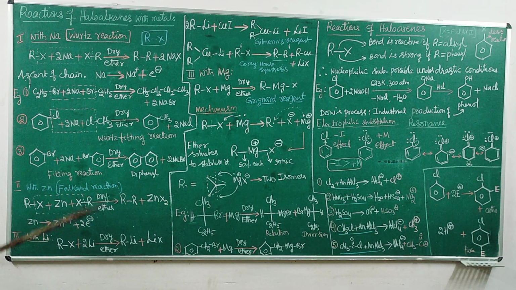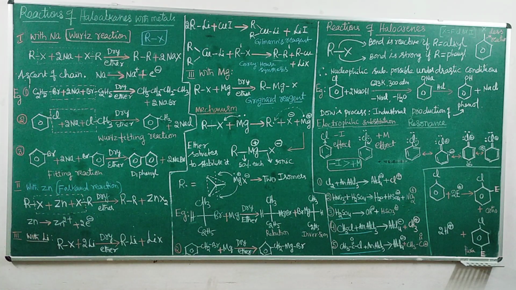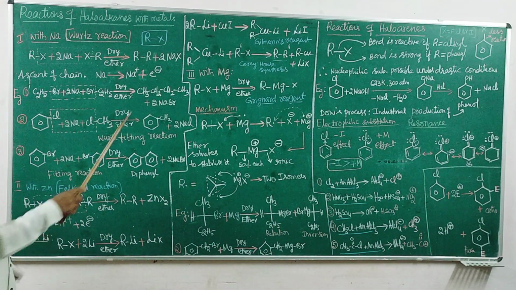Difference: Wurtz reaction, Wurtz-Fittig reaction, Fittig reaction. The difference is, in the Wurtz reaction both are alkyl. Here one is alkyl, the other is aromatic. Here both are aromatic. This is the one used for preparation of what are called higher hydrocarbons, like this.